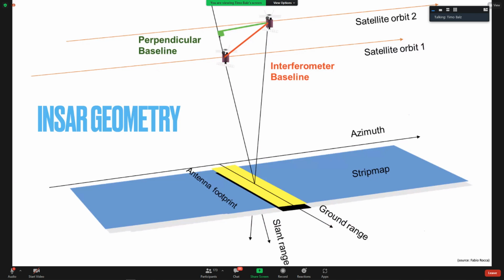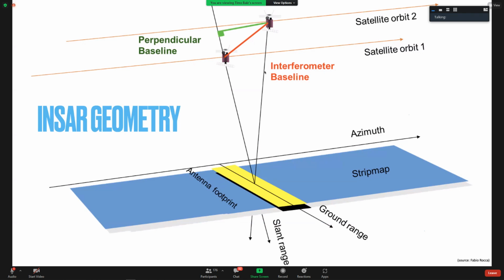We use that one mostly instead of the interferometer baseline, because it allows us to form these perpendicular triangles so that we can calculate things more easily based on trigonometry. Then we have the temporal baseline, which means the time difference between these two images. So we have a perpendicular baseline, the difference in space, and the temporal baseline, the difference in time. And the question was, which one is the standard value, which one is the best?